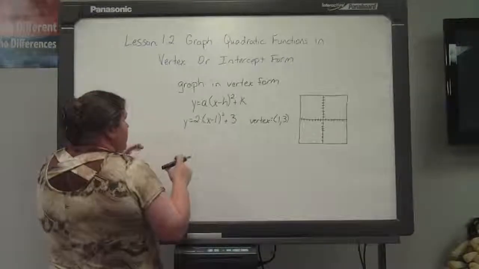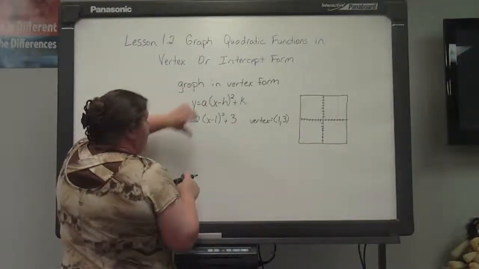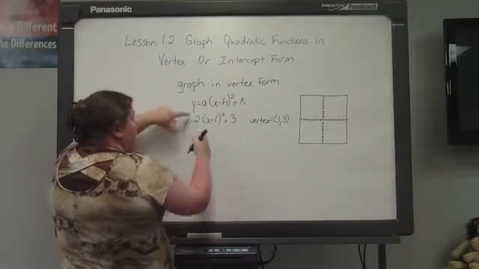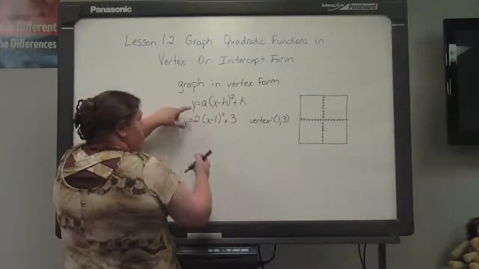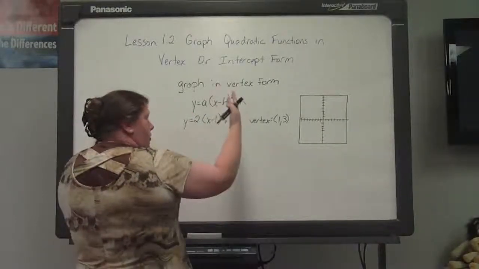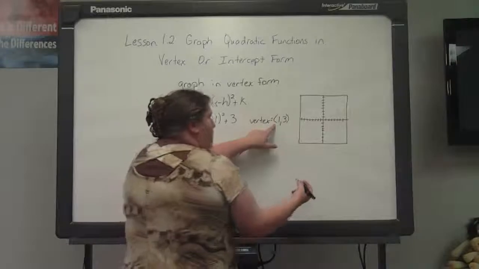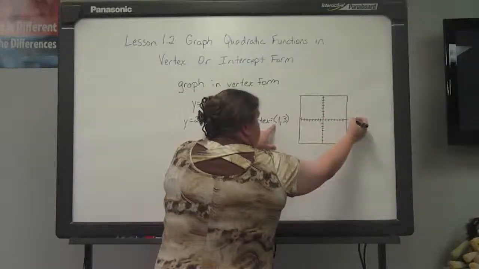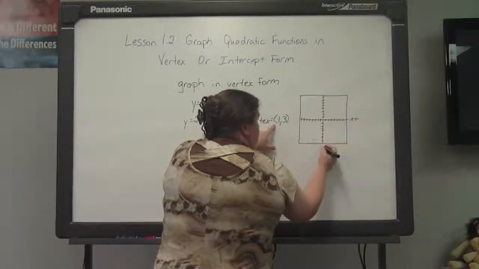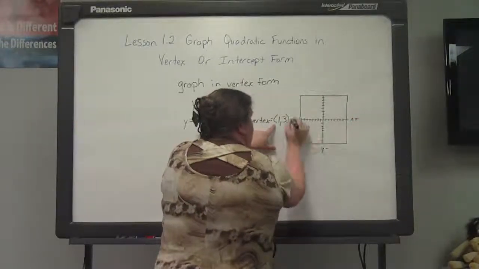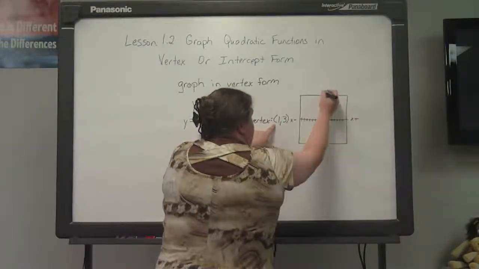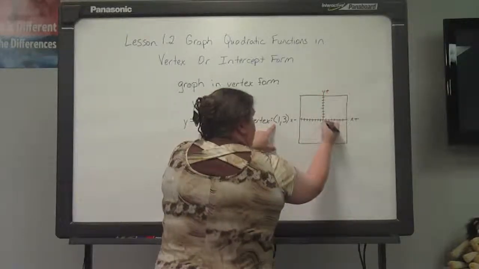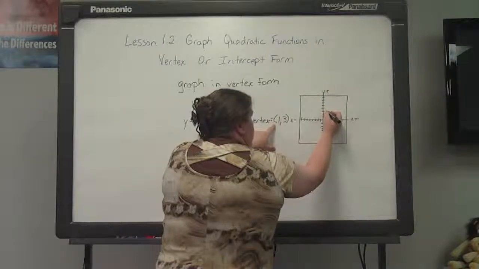Now, my a lets me know if it opens up or down, and I have a positive 2, so it's going to open up. Alright, so I'm going to go plot my vertex. This is my x positive, my y negative, my x negative, and my y positive. A positive 1 and a positive 3, so there is my vertex.